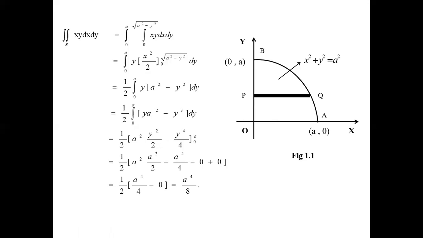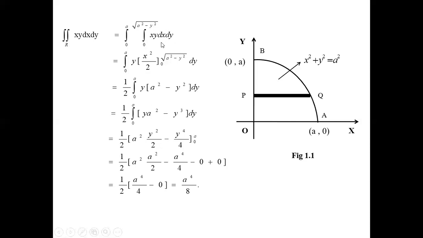So the given double integral, where only the region was given, you drew this region, then you found the limits for x and y. These are the limits for y and these are the limits for x. You are taking a strip parallel to the x-axis first. So x varies from x is equal to 0 to x is equal to root of a square minus y square. This is xy dx dy.